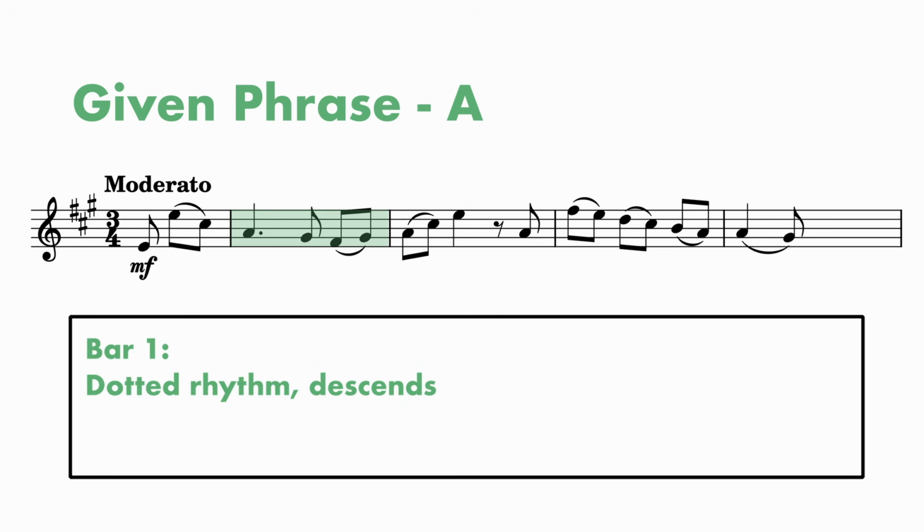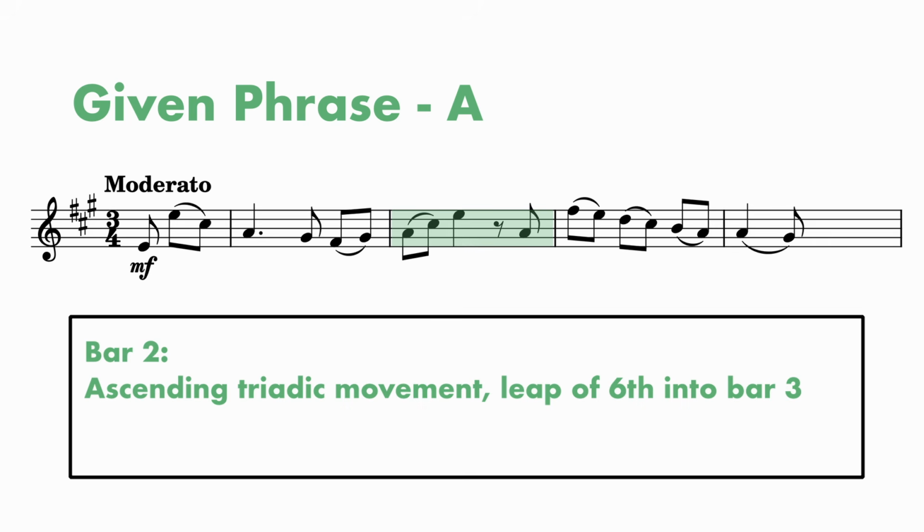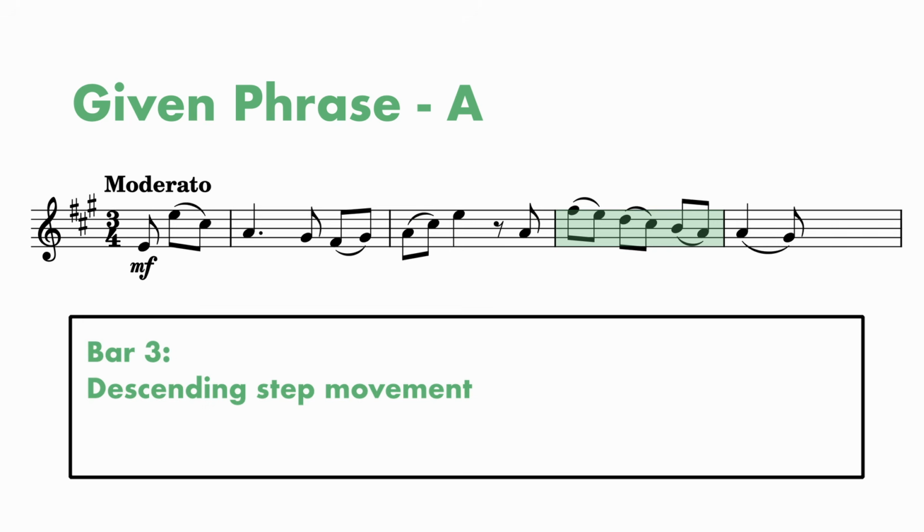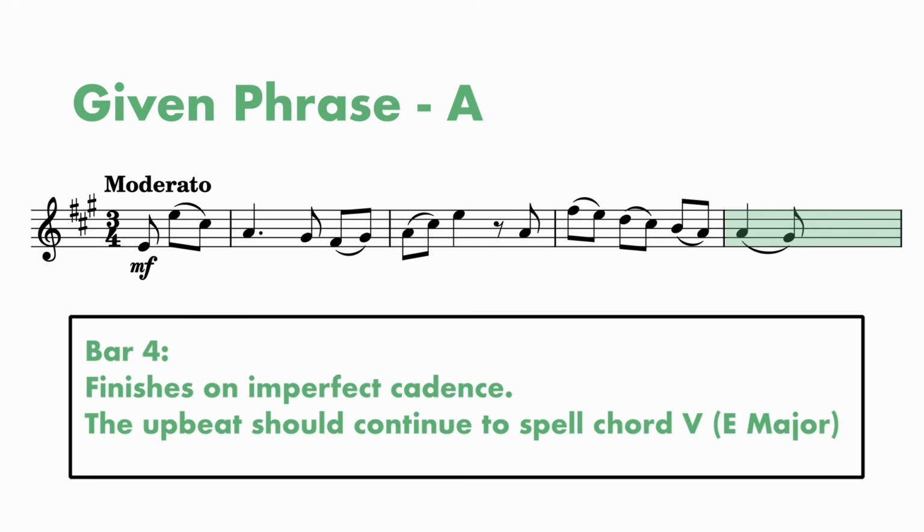In bar 1, we have a dotted rhythm that descends by step. In bar 2, we have ascending, going upwards, triadic movement. Triadic meaning the notes are forming part of a chord, in this case the 1 chord, A major. And then we have a leap of a 6th from bar 2 into bar 3. We may come back to use that triadic movement as a point of development to extend the range of our melody throughout. In bar 3, it's fairly straightforward. We have descending, going down, stepwise movement. And then bar 4 finishes on an imperfect cadence.